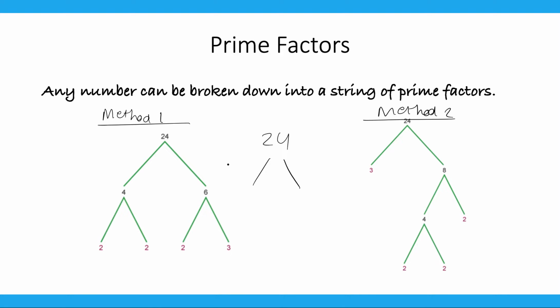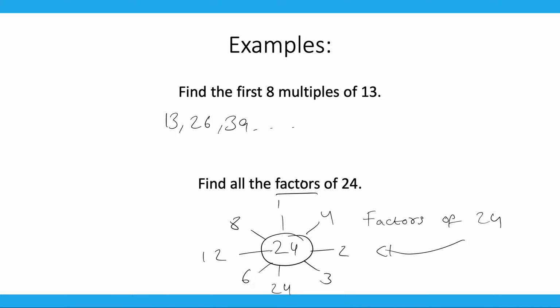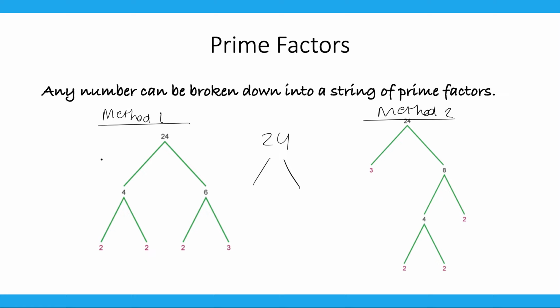So when we've worked out the factors of 24, let's go back to that slide. Over here we have the factors of 24. The factors are 1, 2, 3, 4, 6, 8, 12 and 24. These are the factors of 24. So you can split them into whatever you want. So if you go back over here, method 1, they split them into 4 and 6. Method 2, they split into 3 and 8.